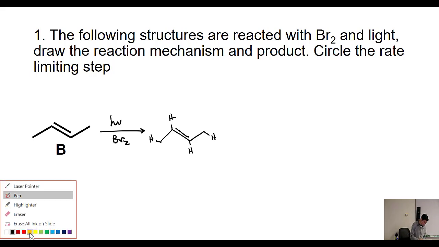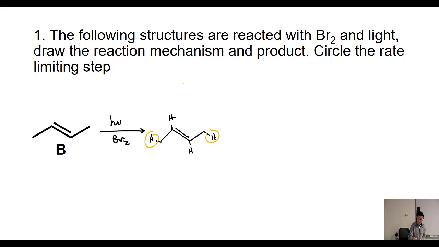So if I abstract 1 or 4, in this case, it doesn't matter which one I abstract because it's the same structure. It's symmetrical, right? So it doesn't matter 1 or 4. I'm going to abstract 4 just to make it easy for me. It doesn't really matter. Okay, so I've got my bromine here, and I've got my free radical.